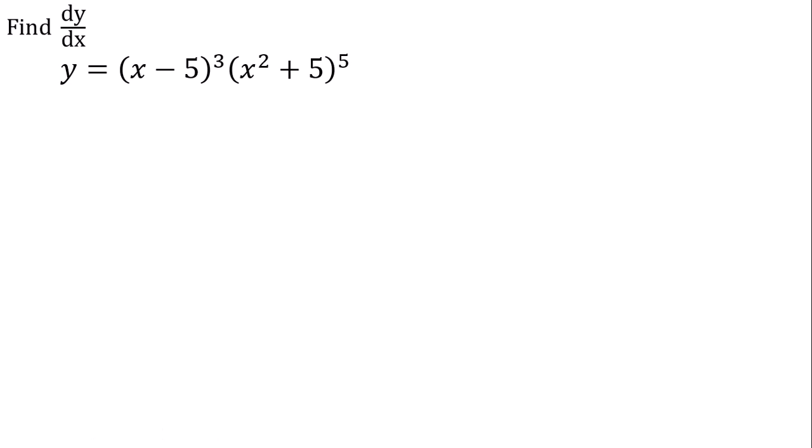Now there are times when we'd have to use multiple techniques with one function to find its derivative. If we were to look at this function, y equals the cube of x minus 5 multiplied to the fifth power of x squared plus 5, and if you try to analyze, you can see that possible rules to apply would be the chain rule and product rule, since these two quantities are products. But then, to find their derivatives, we'd have to use the chain rule.